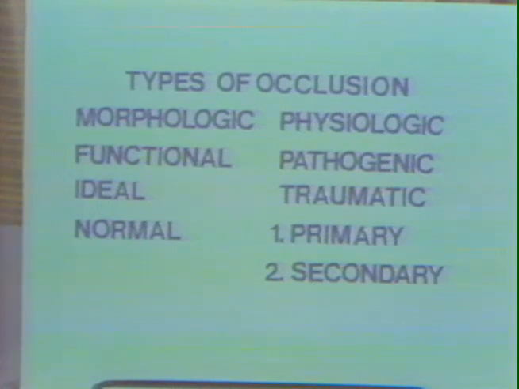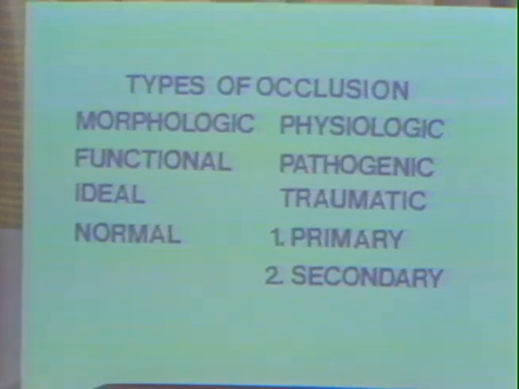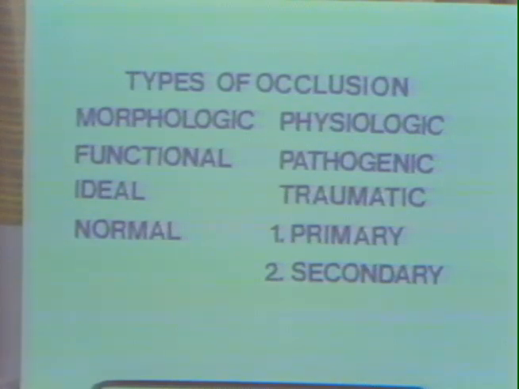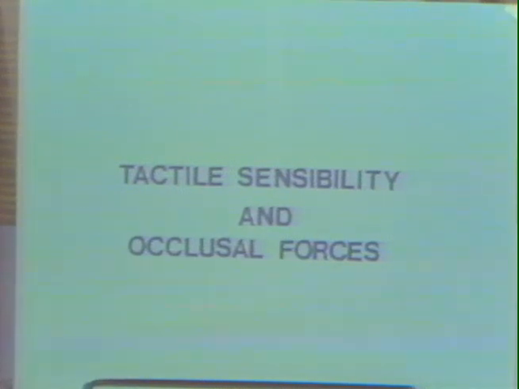This type of an occlusion has the potential for creating trouble, but at the present time the patient has been able to adapt to the occlusion, physiologic adaptation, and there is no breakdown or dysfunction or pathology. Lastly, we discuss traumatic occlusion, and as I mentioned earlier, under stability we have gone through the various types of traumatic occlusion, either primary or secondary traumatic occlusion. Now, the next thing that we wish to talk about is tactile sensibility and occlusal forces.